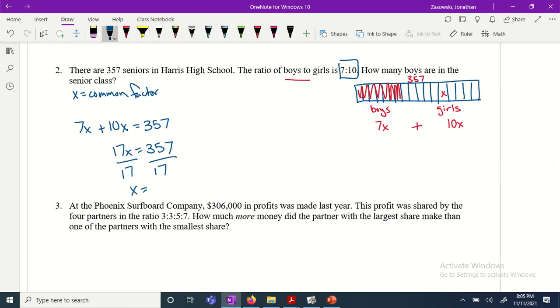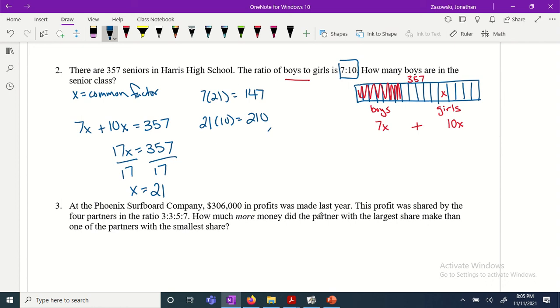which is x is equal to 21. And so now we just plug back in. So 7 times 21 is 147, and 7 times 10 is 70. No, time out. You're probably looking at me going, what is he doing? It's supposed to be 21 times 10, right? 10 times 21, 210. And we add these together. That's your check. Make sure when you add these together, you get 357.